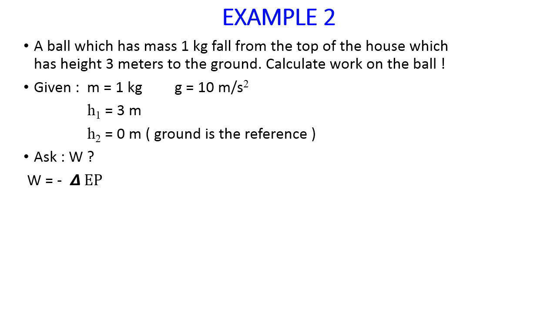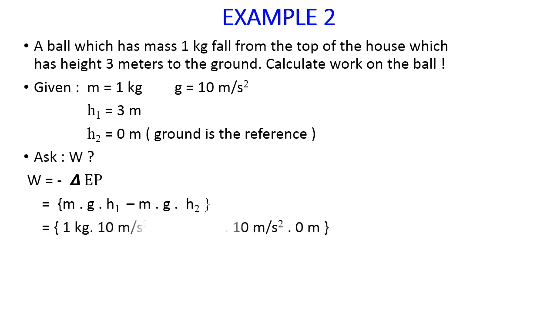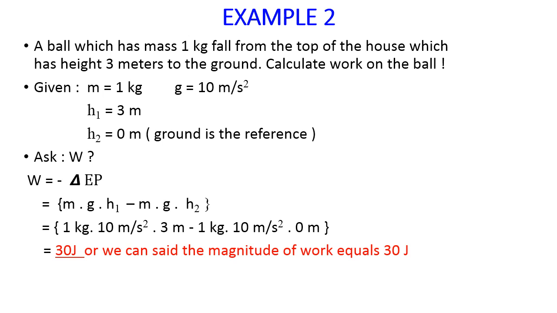Answer: work equals minus delta potential energy equals m times g times h1 minus m times g times h2. So work equals 1 kilogram times 10 meters per second square times 3 meters minus 1 kilogram times 10 meters per second square times 0 meter. W equals 30 joules, or we can say the magnitude of work equals 30 joules.